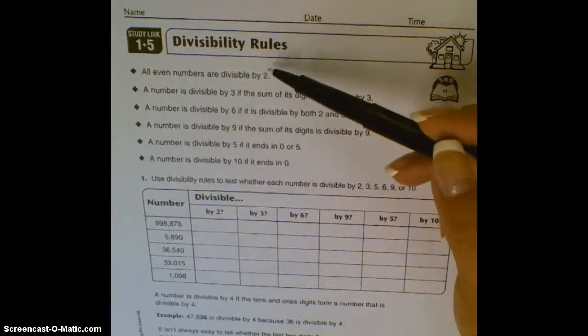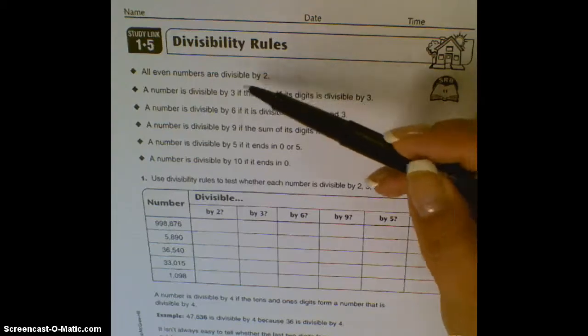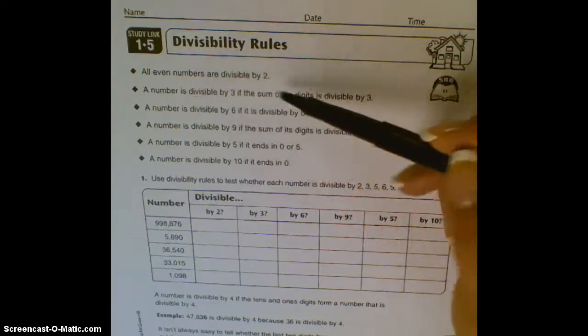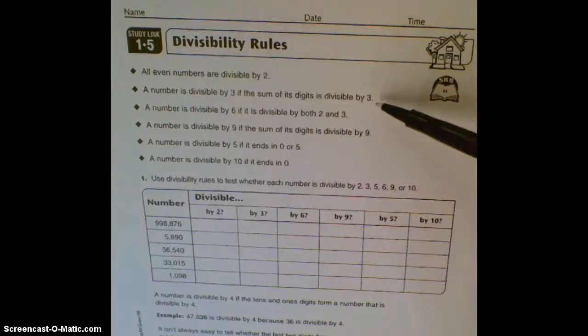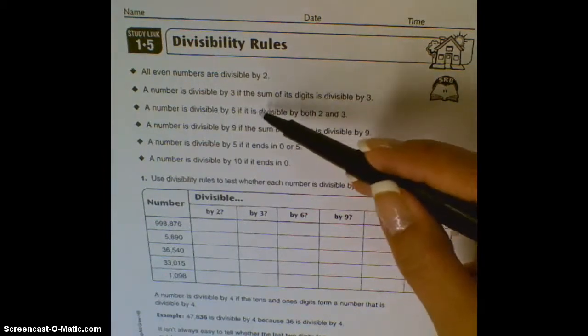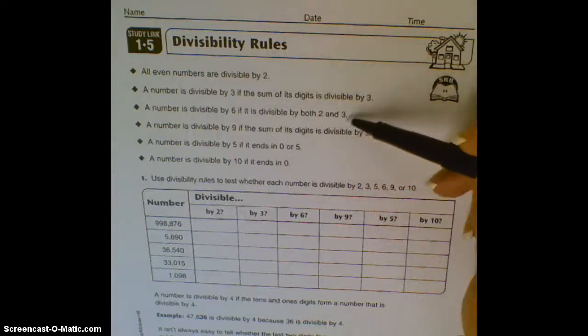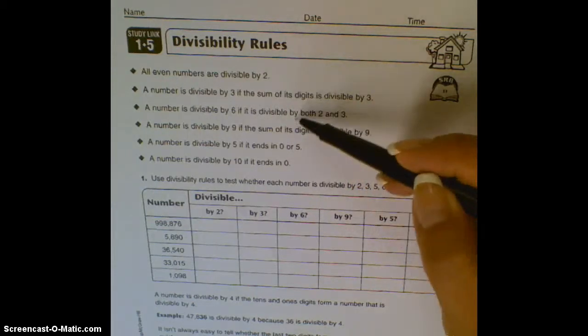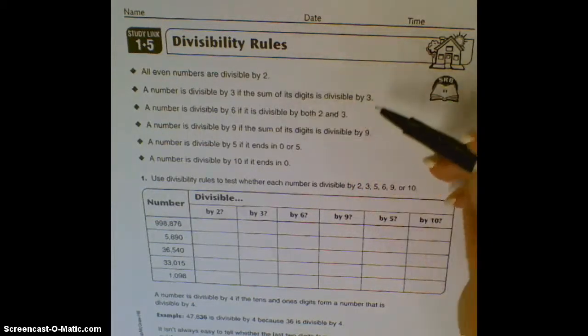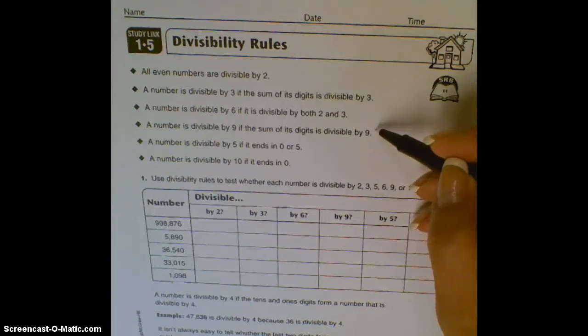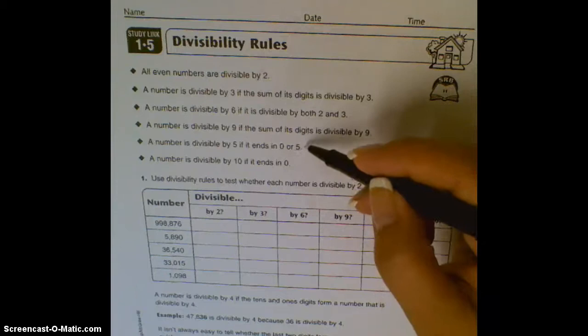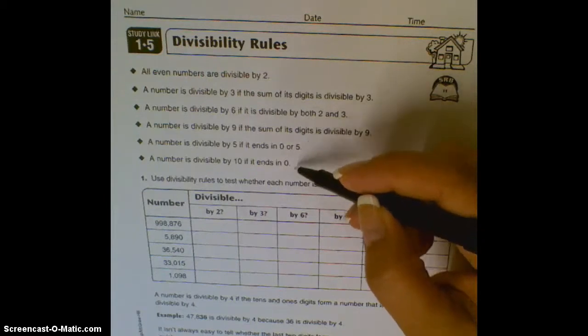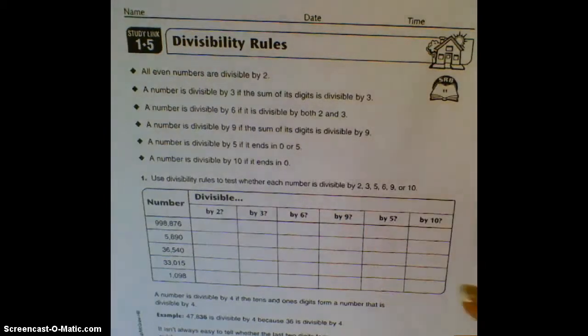All numbers are divisible by 2 if they're even. A number is divisible by 3 if the sum of its digits is divisible by 3. That's the one where we add it up and then we figure out whether it's divisible by 3. A number is divisible by 6 if it is divisible by both 2 and 3. So if it follows these two rules, it's also divisible by 6. A number is divisible by 9 if the sum of its digits is divisible by 9. A number is divisible by 5 if it ends in 0 or 5, and a number is divisible by 10 if it ends in 0.